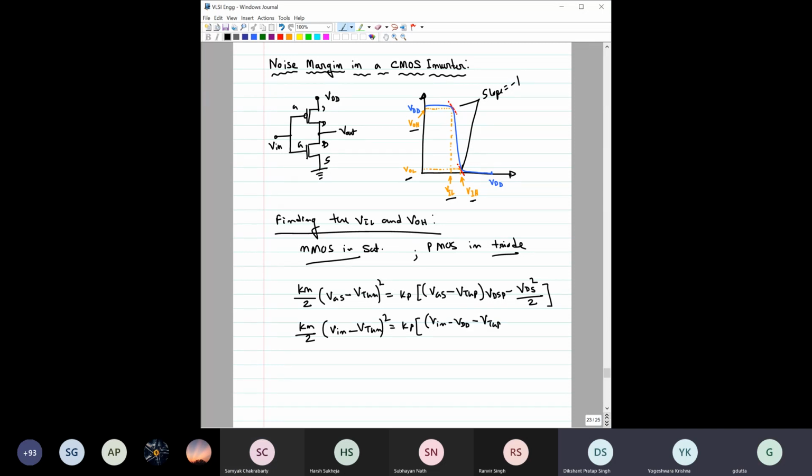Right. Now it is VTHP. And what is this VDSP? This is V out minus VDD. And here it is (V out minus VDD) square. So this is basically one equation. Then VTHP will be plus.